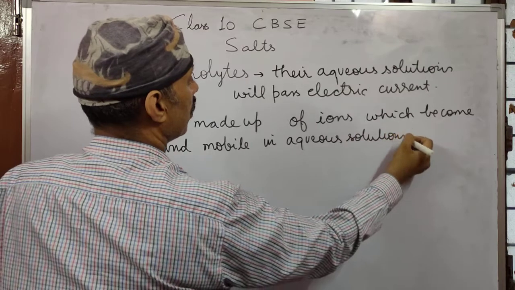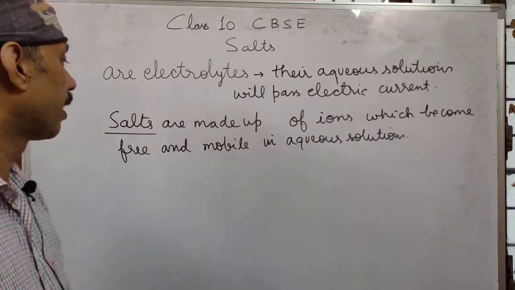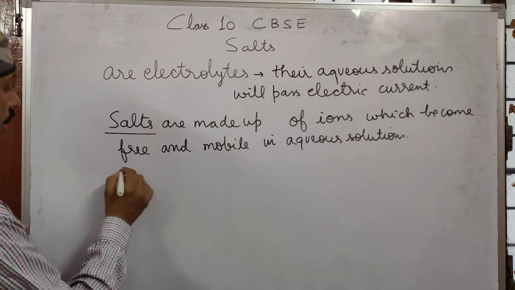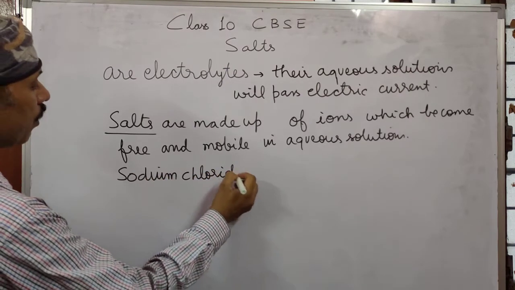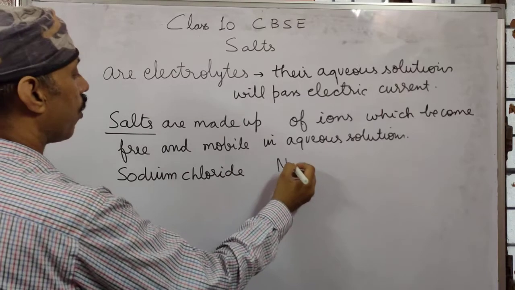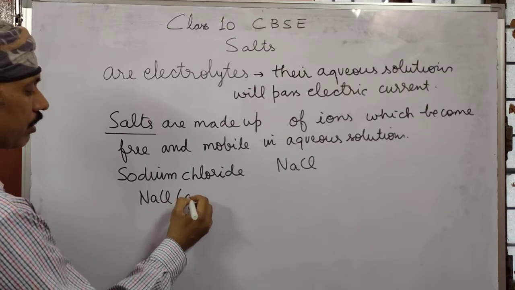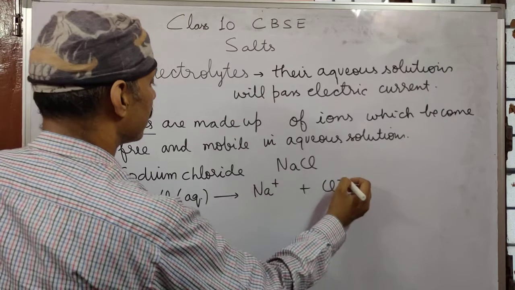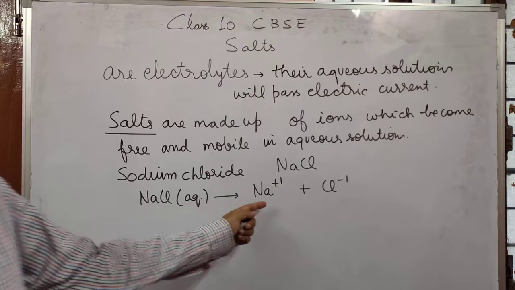So what are salts? Salts are electrolytes. Their aqueous solutions will pass electric current, and salts are made up of ions which become free and mobile in aqueous solution. Let us, for example, discuss the salt sodium chloride. We know the formula of sodium chloride is NaCl. When this NaCl is dissolved in water, it will give you Na plus 1 and Cl minus 1.